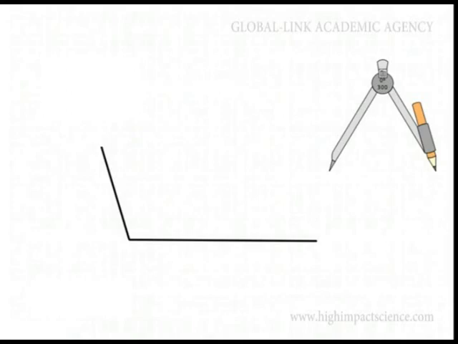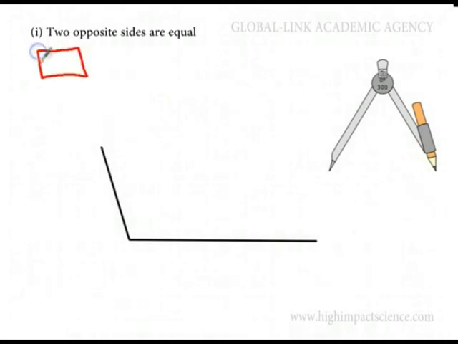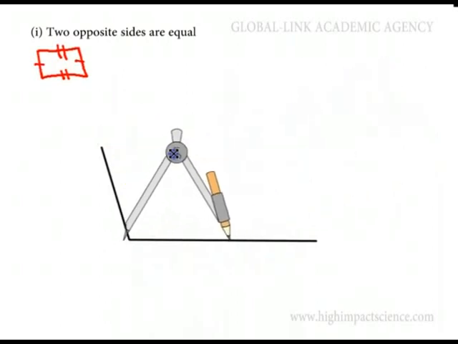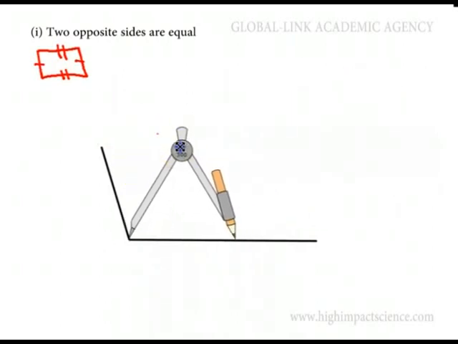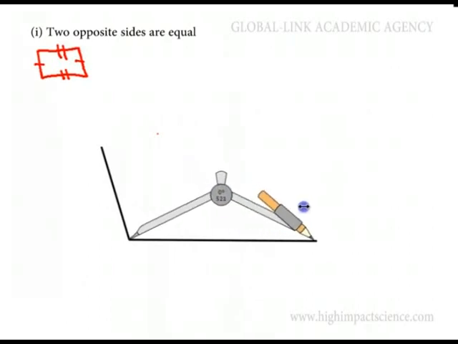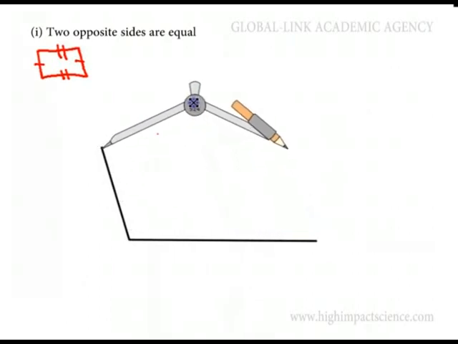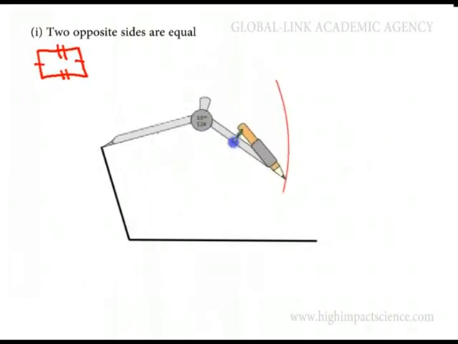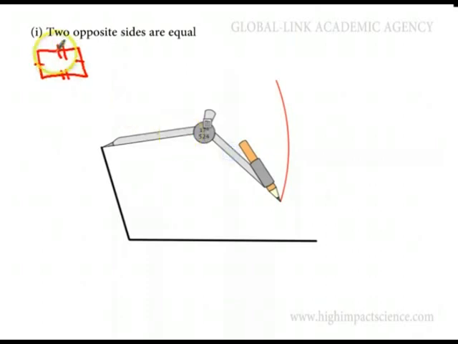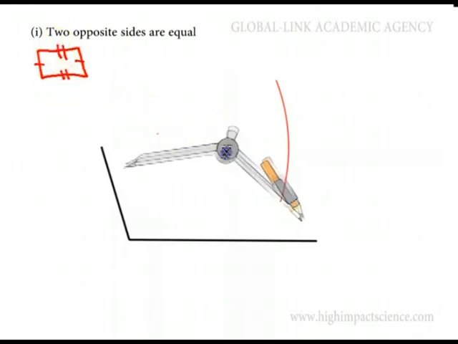The first method is based on the knowledge that the two opposite sides are equal. So I will need the upper side, which must be equal to the one I already have. So I measure this length, take the compass up here and mark an arc. So my point will be somewhere on that arc.